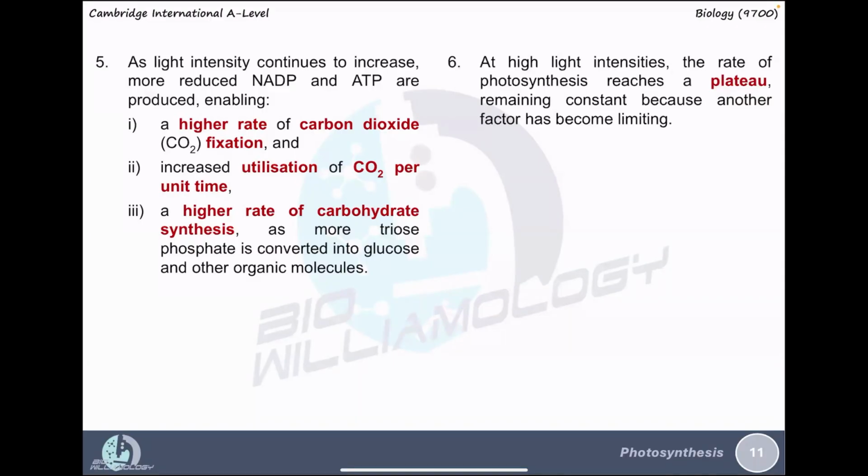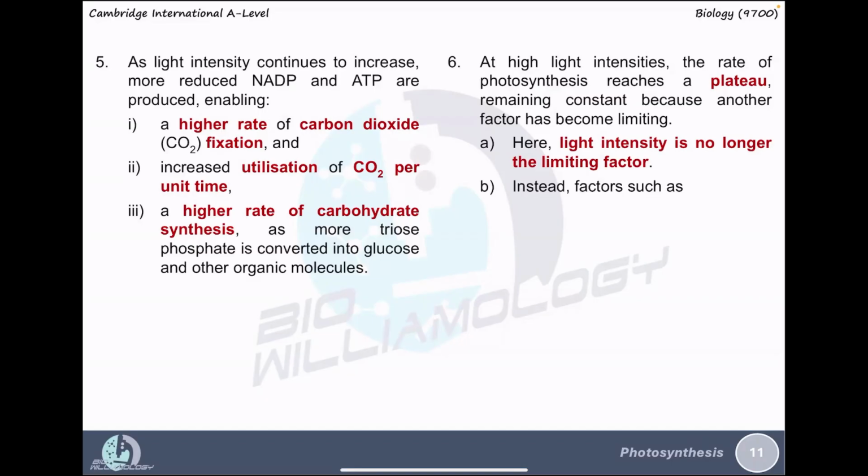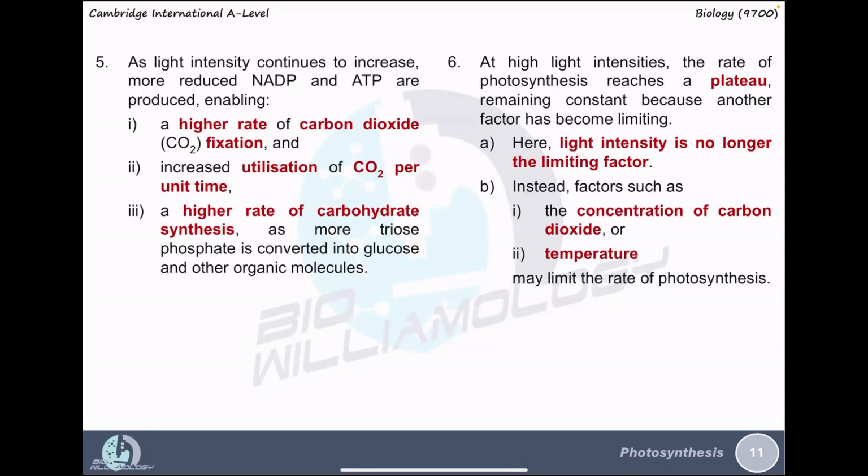So at high light intensity, for example above K units in the graph, the rate of photosynthesis reaches a plateau, remaining constant because another factor has become limiting. So light intensity is no longer the limiting factor. Instead, other factors such as the concentration of CO2, as well as the temperature, may limit the rate of photosynthesis.